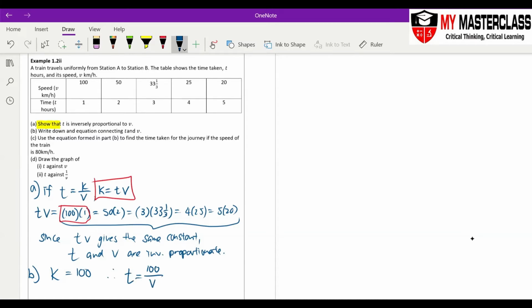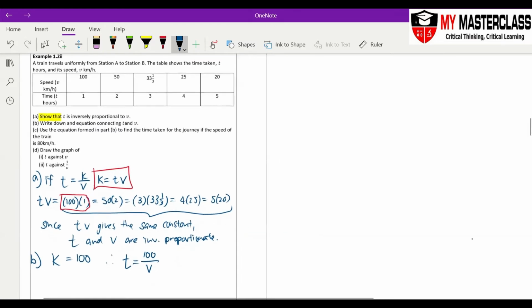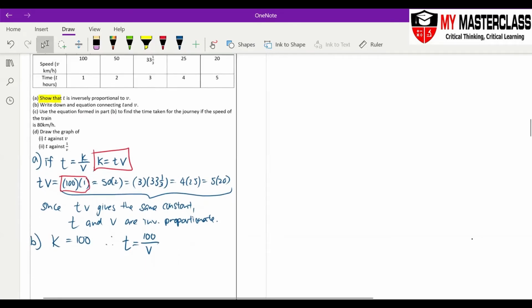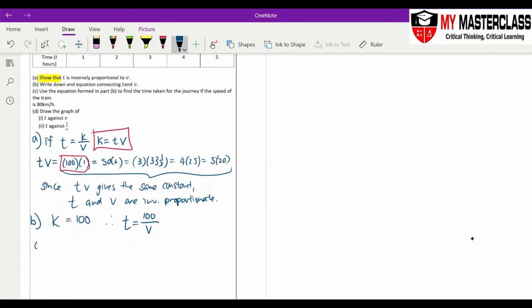Okay? And for C, it's pretty simple. Just put in V equals 80. T equals 100 over 80, which is equal to 1.25. 1.25 hours is 1 hour and 15 minutes. Okay? D is a very important one right now.